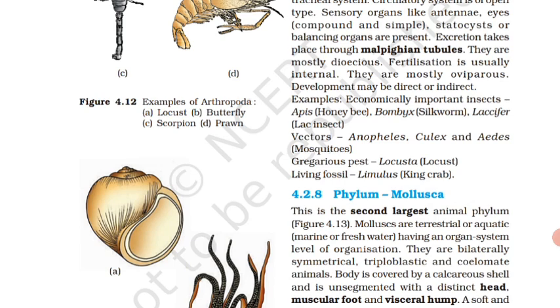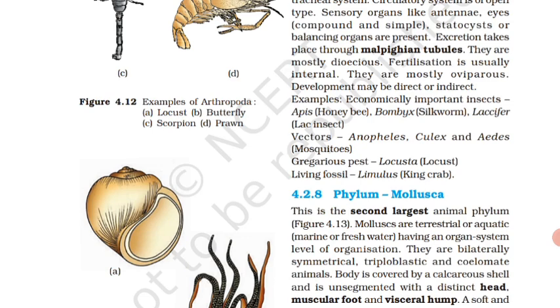An excretory system is absent. Sexes are separate. Reproduction is sexual. Fertilization is usually external. Development is indirect with free swimming larvae. Examples are Asterias, that is starfish, Echinus, that is sea urchin, Antedon, that is sea lily, Cucumaria, that is sea cucumber, and Ophiura, that is brittle star.